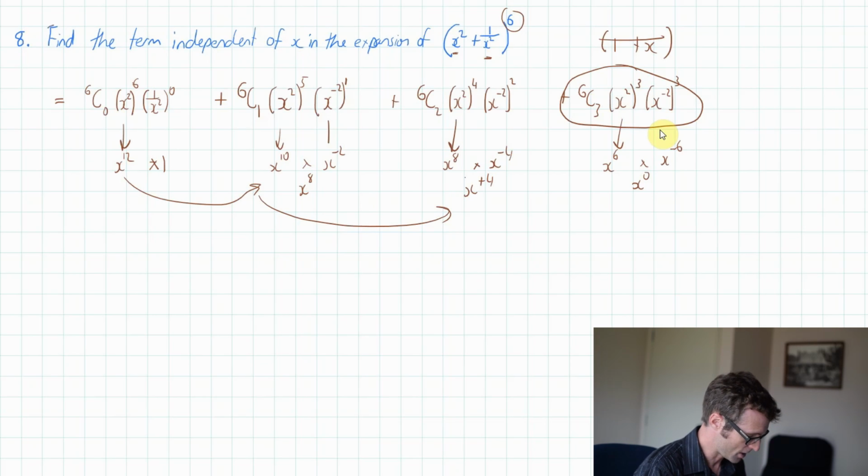So 6 choose 3. There are 20 ways of doing that, so that's going to be 20. And that is our answer, because the x's will cancel out to x to the power of 0, which is 1. So 20 is the term independent of x in that expansion.